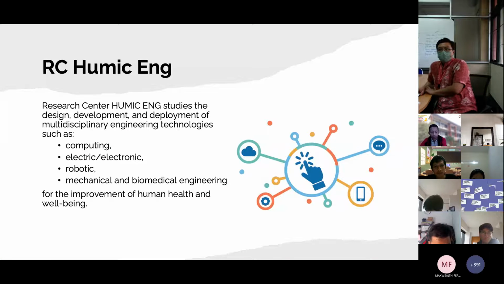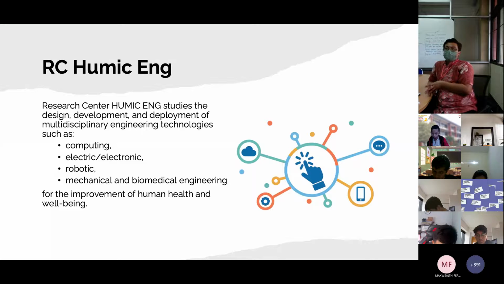The Research Center Humic Engineering studies the design, development and deployment of multidisciplinary engineering technology such as computing, electronics, robotics, and also mechanical and biomedical engineering, for the improvement of human health and well-being. So our focus is to improve human health and well-being using multidisciplinary engineering technology. This is not only for informatics. We are also open to electronics, robotics, and biomedical engineering to improve human health. Okay, next, Padana.